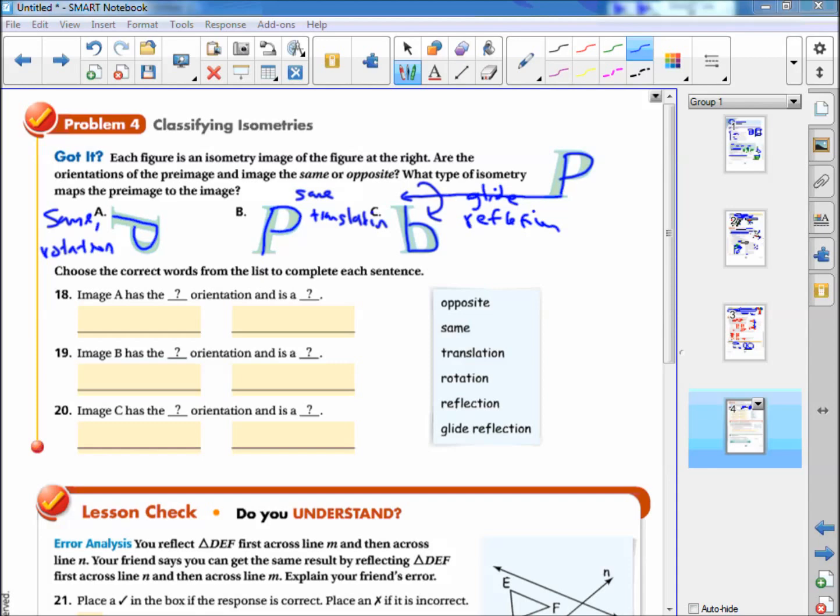All right, so choose the correct words here, the map with this. So first one we said was the same, and the same orientation, and it was a rotation. So same and rotation. The second one was the same, and this was a translation. And the third one was opposite. Okay, and it was a glide reflection.